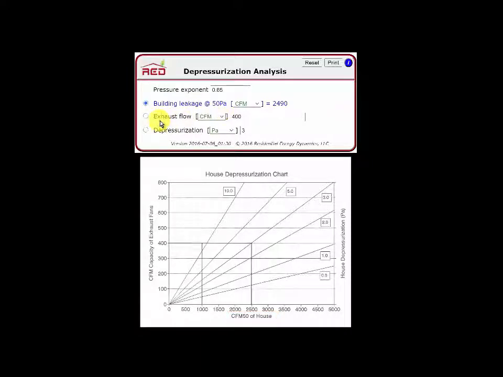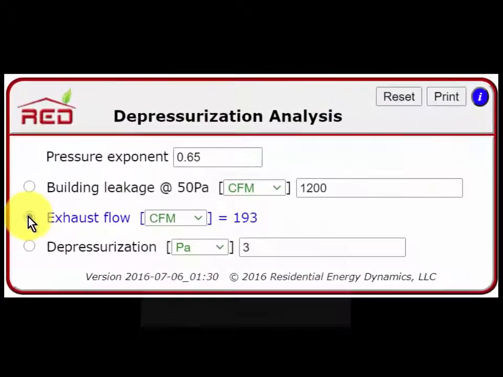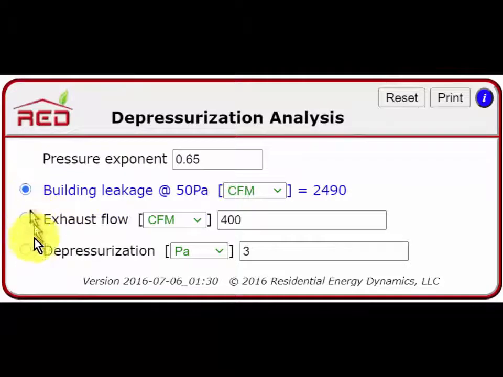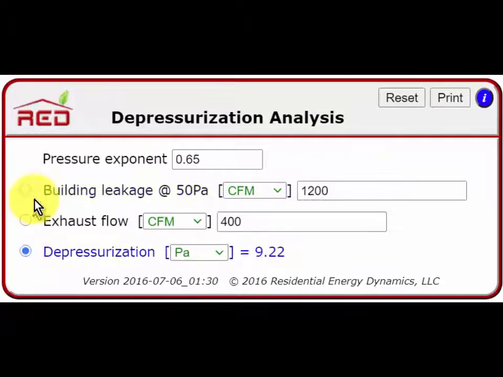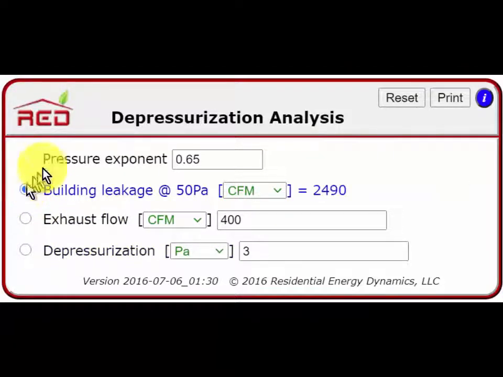You can solve for exhaust flow or you can solve for depressurization, and I'll say more about each of these. This is a Solve All tool. You click the radio button for the variable that you would like to solve, fill in the others, and it will solve it for you. The pressure exponent has to do with the leakage characteristics of the house. You just leave that alone or set it if you know the pressure exponent for the house.